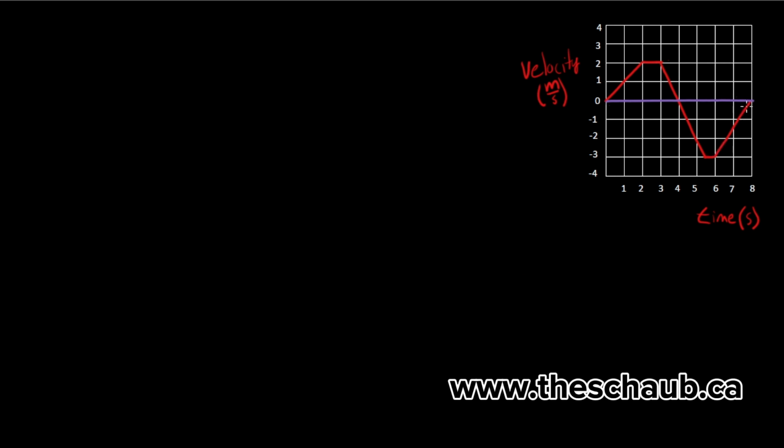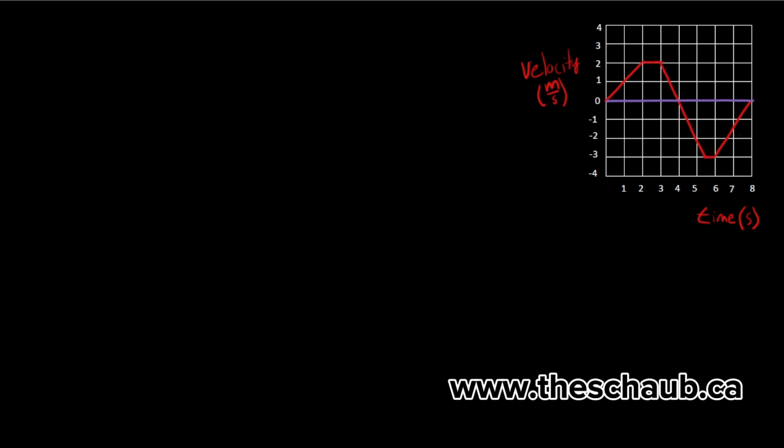So during this acceleration, this slowing down, the person is still moving in the negative direction. So they're moving in the negative direction at -3 meters per second, then at -2 meters per second, then at -1 meters per second, and then they finally come to a stop.